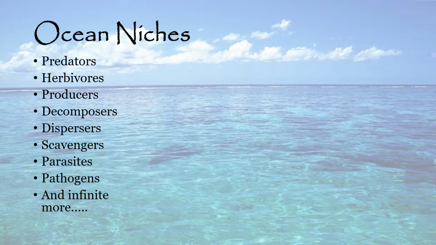Ocean niches: the major categories don't vary that much from terrestrial niches. Predators, herbivores, producers, decomposers, dispersers, scavengers, parasites, pathogens. And there's really infinite more based on the individual species. There's so many different factors that can play a role, whether it's nutrient levels, whether it's pH levels, and what the species is able to tolerate. So they can change based on a lot of different factors.